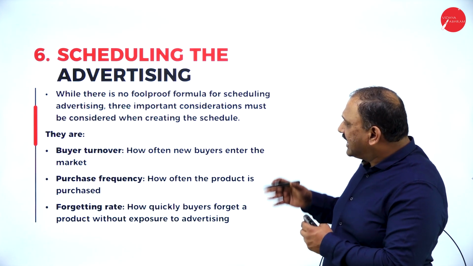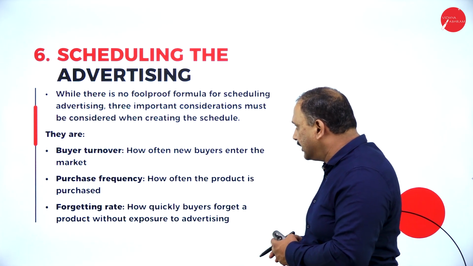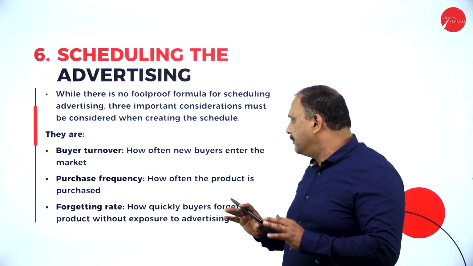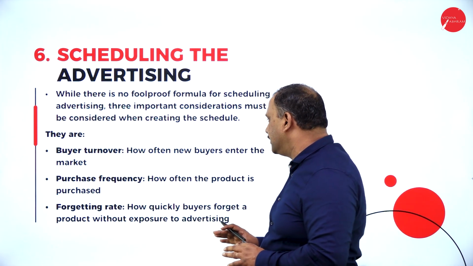Now, the scheduling of the advertisement, that is the buyer turnover, the purchase frequency, and the forgetting rate. Now, these are certain things where I would like to bring in a foolproof formula altogether. The first thing let's try to understand here is the buyer turnover.